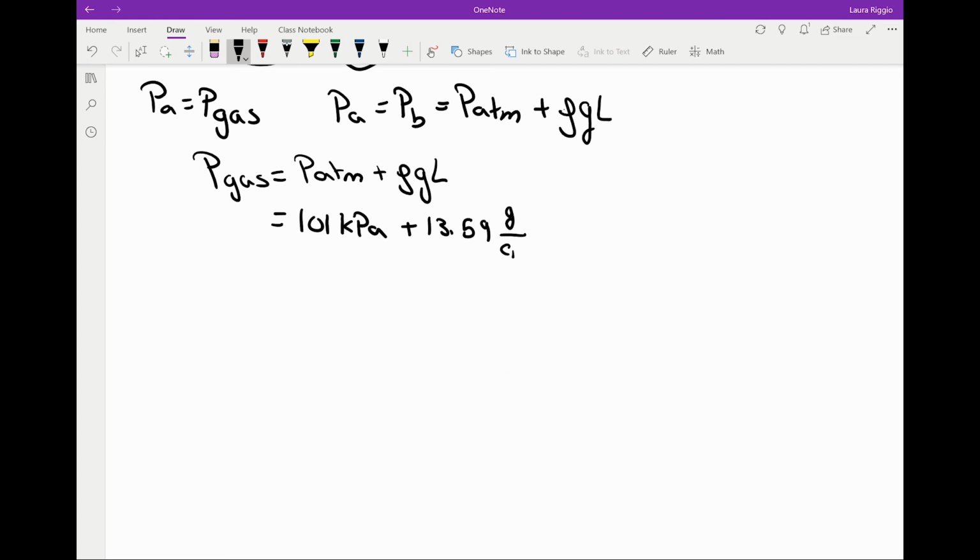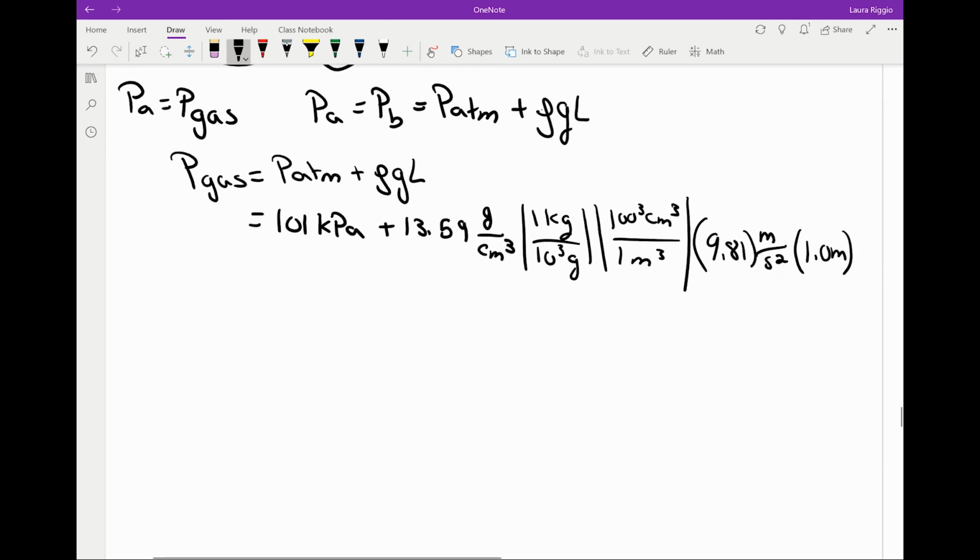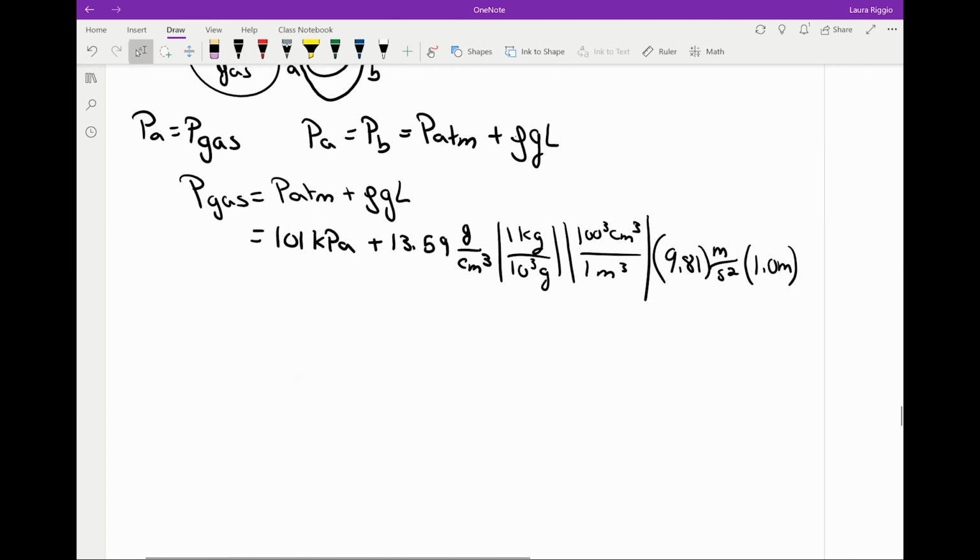13.59 grams per centimeter cubed, which I'm going to convert my units. 1 kilogram is 10 to the 3 grams, and 100 centimeters cubed is 1 meter cubed, times 9.81 meters per second squared times 1 meter times 1 kilopascal is 10 to the 3 newtons per meter squared.